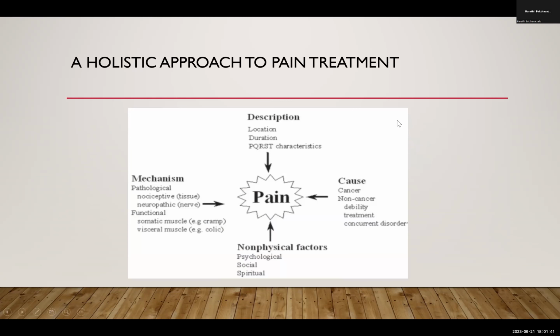So this picture shows a holistic approach to pain treatment. Whatever we have seen earlier, this picture summarizes. So look for the description, using one of those acronyms that you're familiar with, in taking the history of pain. And the cause of pain. Never forget there is pain related to non-cancer issues, which could aggravate the pain or contribute to more pain. And as we just saw, non-physical factors, psychological and social, don't forget to explore them. And always remember the mechanism of pain, which is very important to treat pain. Is it nociceptive or neuropathic? Or is it just functional? Is it even a muscle cramp, which could be troublesome at night? So just remember, pain needs a comprehensive assessment and a holistic approach.